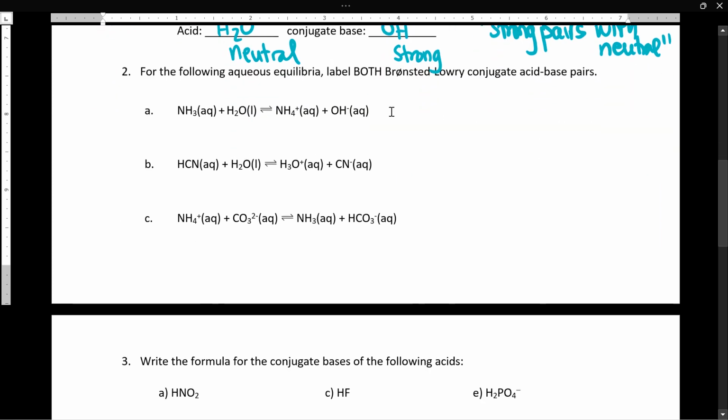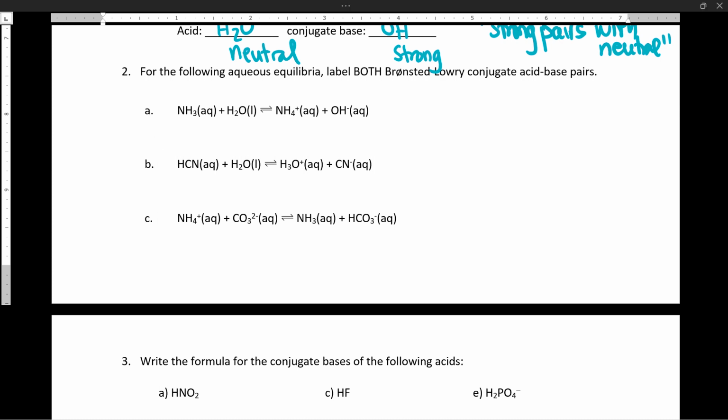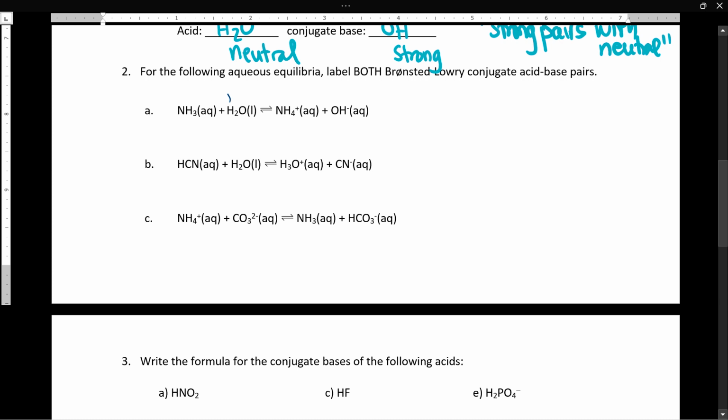So we want to identify both conjugate acid-base pairs in this set of problems right here. All right, so I'm going to label both conjugate acid-base pairs. So it looks like what happens in this example, NH3 is behaving as the base. It's accepting a hydrogen. Water is behaving as the acid. And that's on the reactant side.